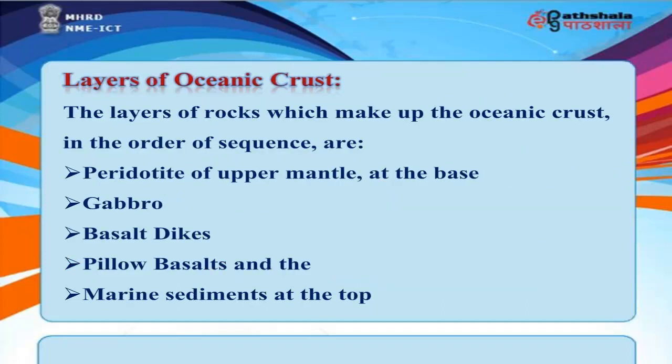Layers of oceanic crust. The layers of rocks which make up the oceanic crust in the order of sequence are peridotite of upper mantle at the base, gabbro, basalt dikes, pillow basalts, and the marine sediments at the top.